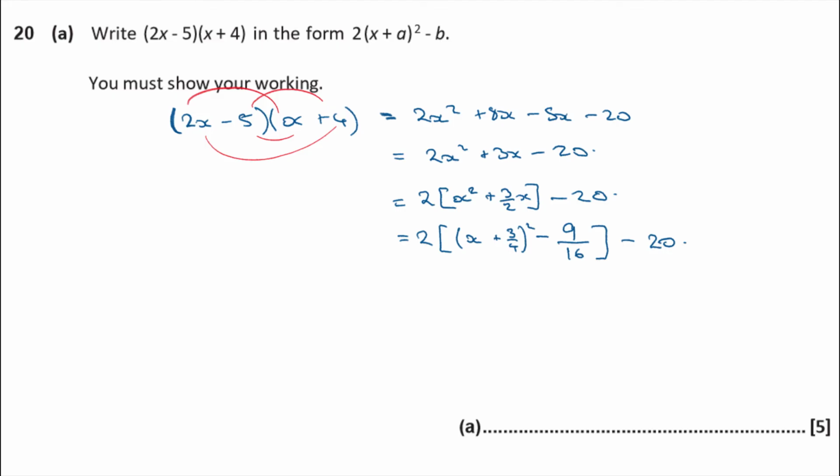Okay, now we need to pop that 9/16 out of the bracket. But if I take it out of the bracket, because I want to join it up with the 20, it's going to get multiplied by that 2 along the way, because at the moment it's 2 lots of.